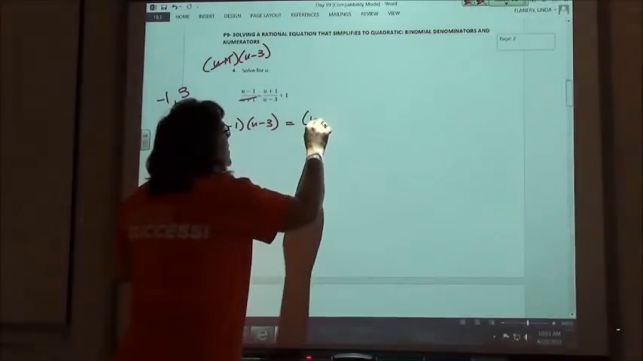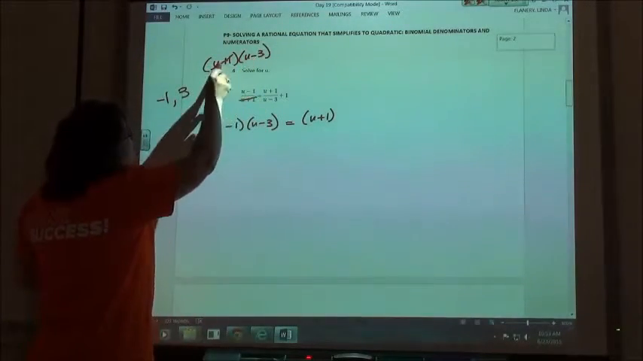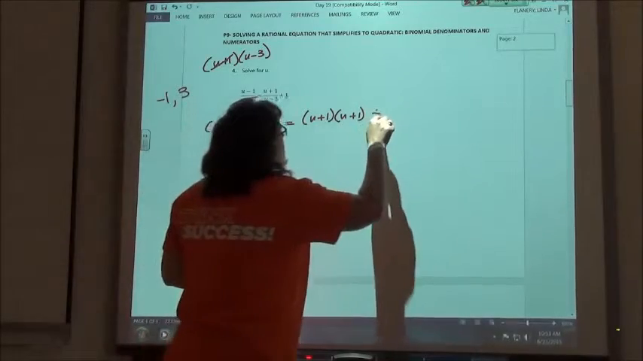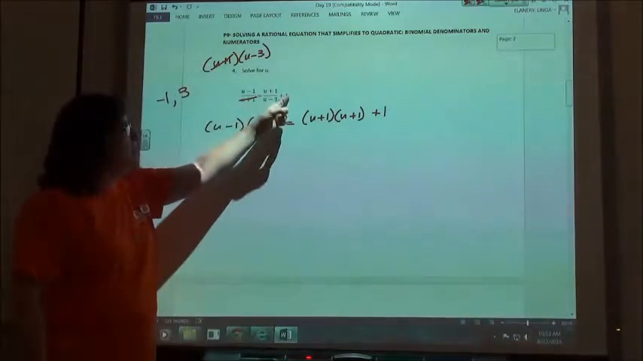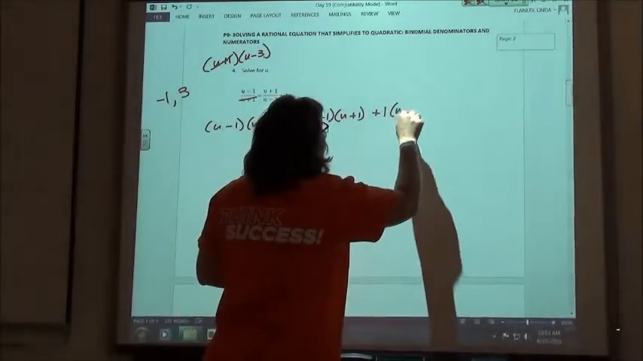Here, I'm going to take my u plus 1. This time the u minus 3 cancels, so I'm going to have to multiply that by u plus 1. Plus 1. And the 1 doesn't have a fraction to cancel, so I've got to use them both, u plus 1 and u minus 3.